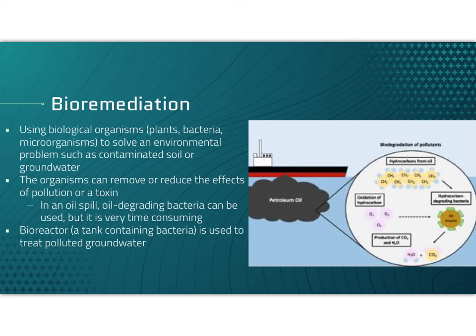Bioremediation is using biological organisms like plants, bacteria, and microorganisms to solve an environmental problem such as contaminated soil or groundwater. These organisms can remove or reduce the effects of pollution or a toxin. For instance, in an oil spill, there's oil-degrading bacteria that can be used. However, it takes a long time.